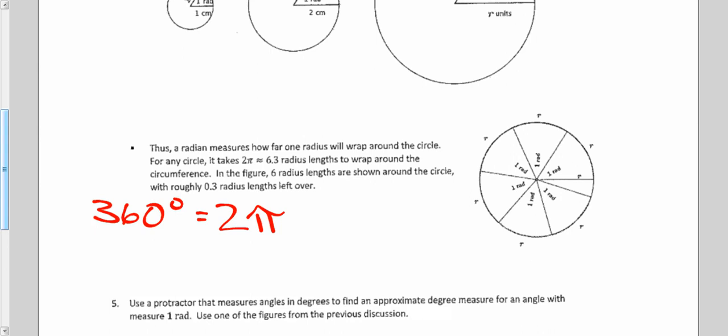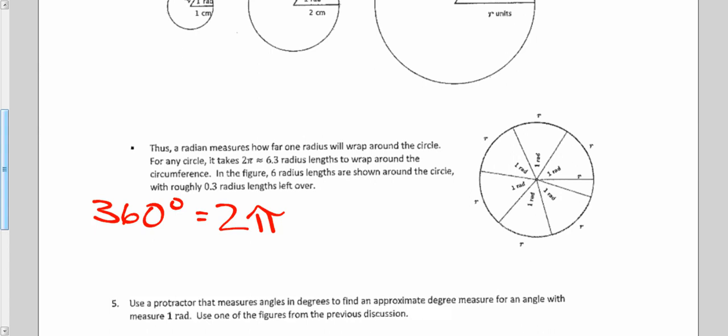Now, the big thing you're going to have to do today, tomorrow, and going forward is knowing how to change degrees into radians and how to change radians into degrees. Okay? 360 degrees equals what? Full turn. How many radians? 2 pi, right?